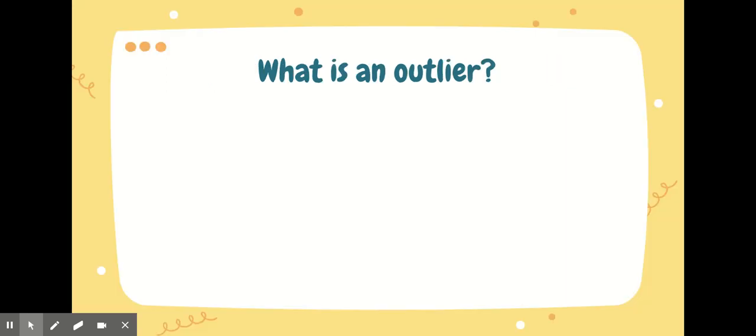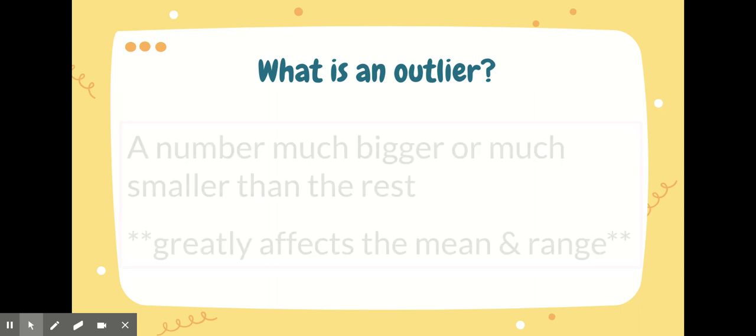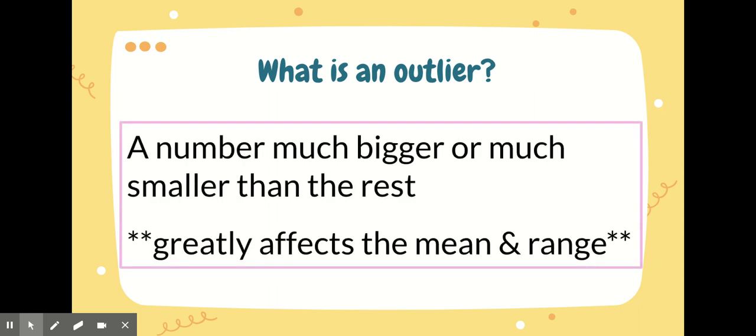So now we're going to look at what is an outlier. Remember, it's a number much bigger or much smaller than the rest, and it greatly affects the mean and range. So we use the median to represent a data set when we're looking at measures of center if we have an outlier, because the mean is greatly affected by that.